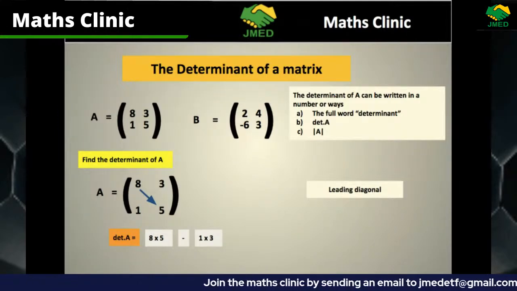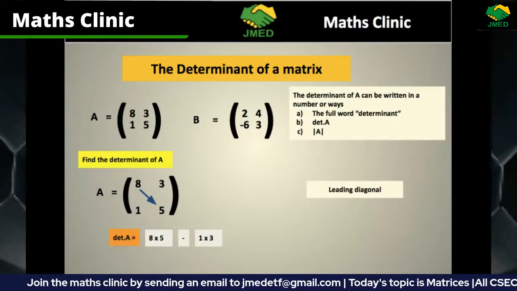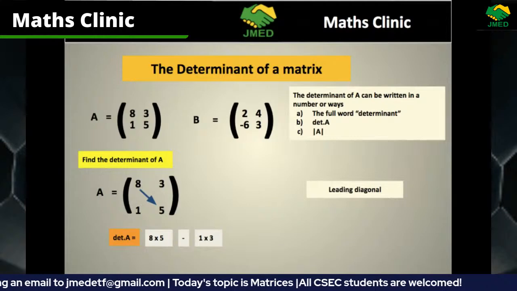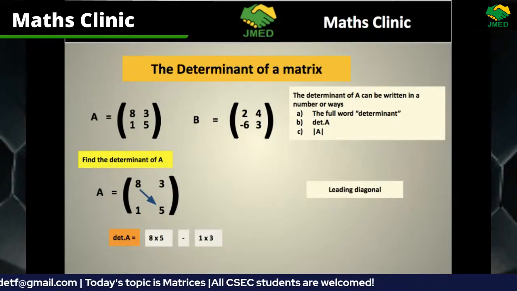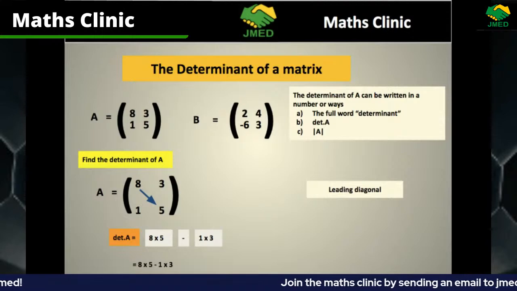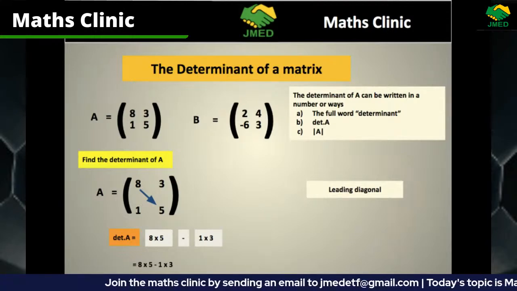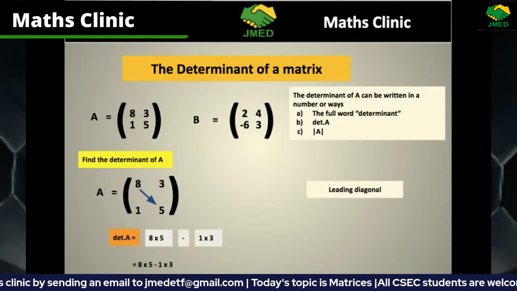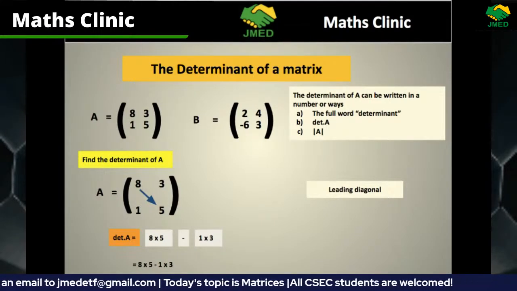Just like when you're doing other work in trigonometry, it's important that when you look at the matrix, you know where the leading diagonal is. That's going to be very critical as we do the rest of this work. At all times, that's your leading diagonal, the first row, first column starting point. And then we simplify like normal. 8 times 5, take away 1 times 3. 8 times 5 is 40. 1 times 3 is 3. And so our determinant is just 37.